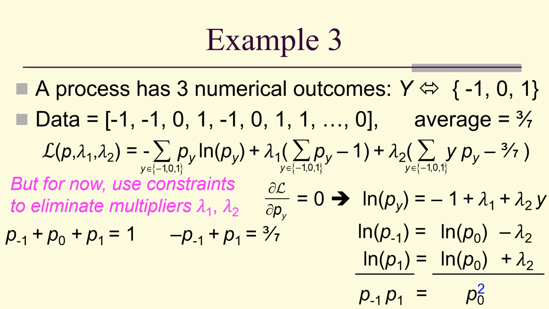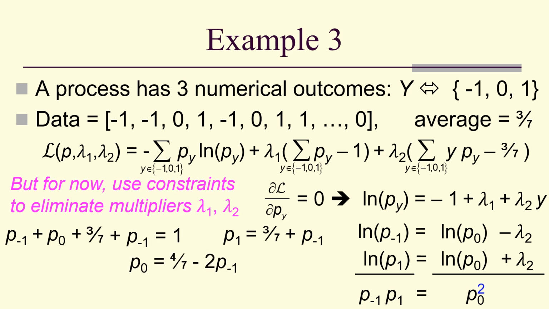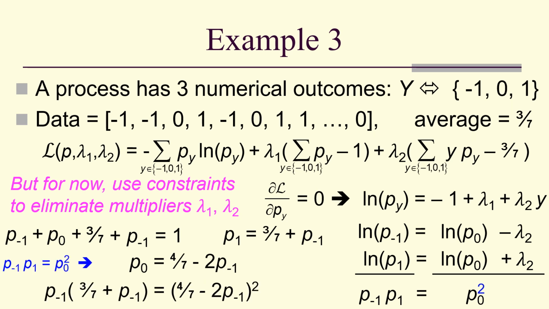The sum of the probabilities is 1, and our average is 3/7, so that's this constraint. So we solve for P1 in that constraint and substitute that into our sum and simplify, and we have P0 is 4/7 minus 2P -1. And remember, we've got this P -1 P1 equals P naught squared. So we substitute that in. It's all in terms of P -1. Square it all out, and we end up with this.